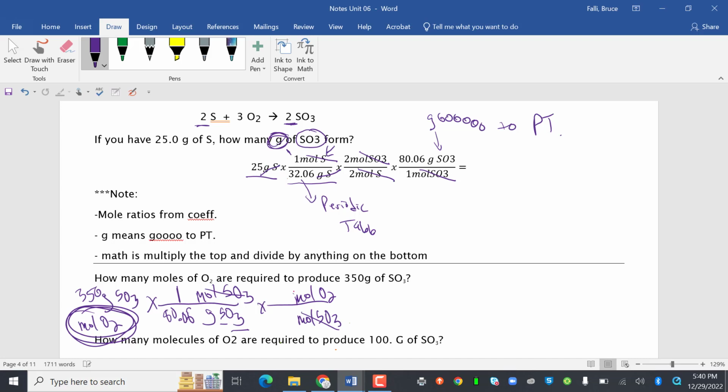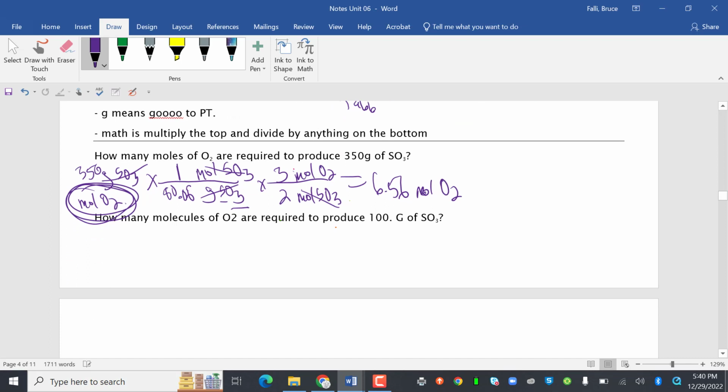Moles over moles, use coefficients. 3 for O2, 2 for SO3. That's the unit I want. All my units have canceled except for the one that I want. And I get out my calculator. 350 divided by 80.06 times 3 divided by 2 is 6.56 moles of O2.